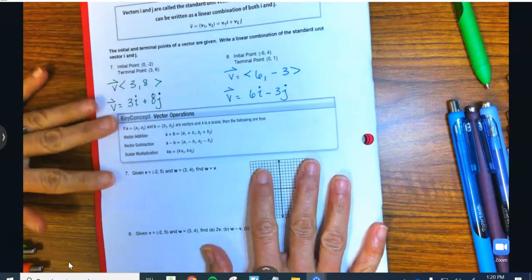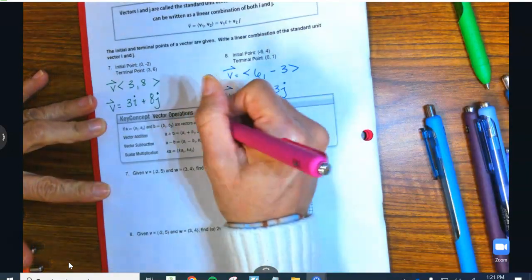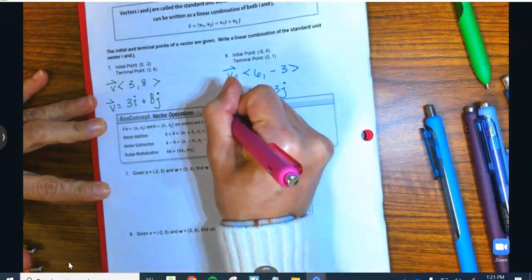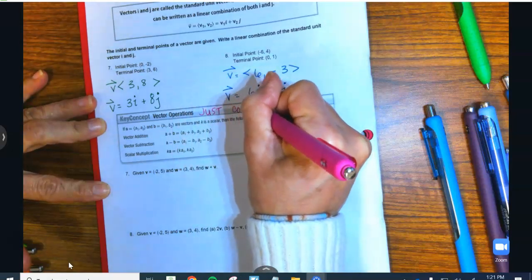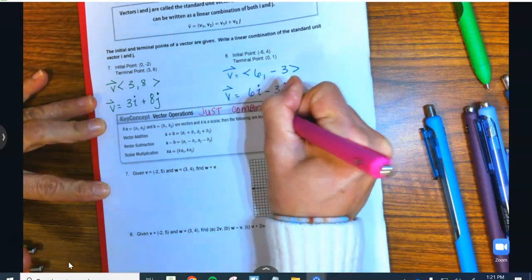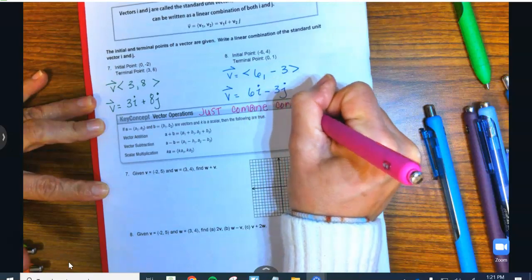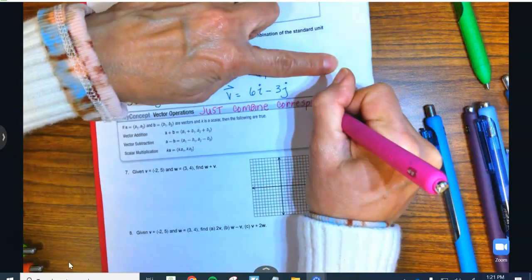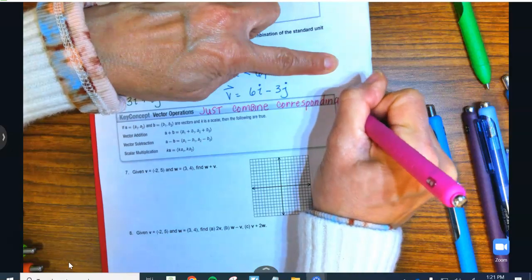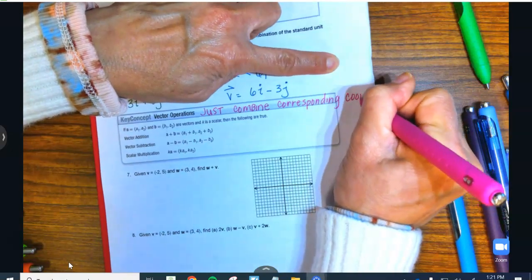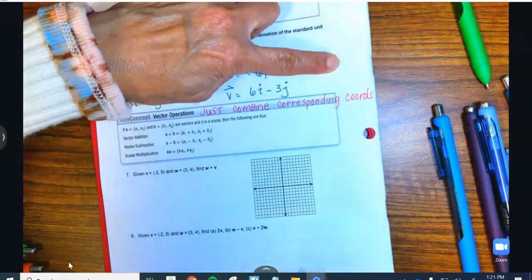All right, next is order of vector operations, which is kind of like order of operations. All we're doing here is just combining like parts. So if I need to add, then I'm going to add the x coordinates together. Then I'm going to add the y coordinates together. You're just combining corresponding coordinates. That's it.